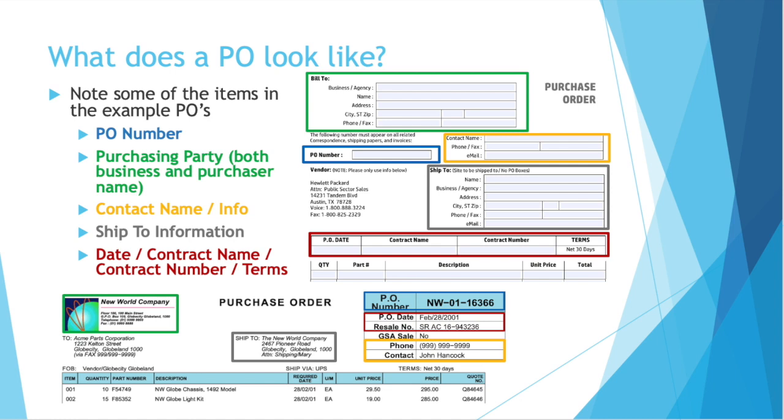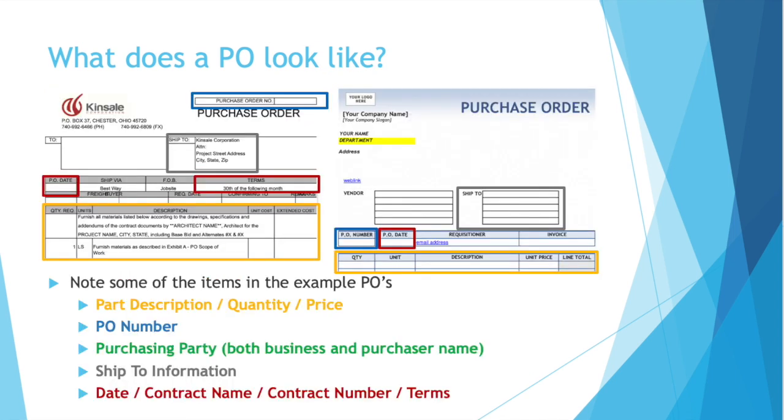You'll see ship to information, so the address of where the goods are going. You'll see a date, a contract name, a contract number, and terms. Now keep in mind, I'm not saying all these things have to appear on a purchase order. These are just some of the common things you'll probably see. Continuing with our examples, you'll see part description, quantity, price, and then again some repeats from the previous slide. PO number, purchasing party, ship to information, date, contract name, contract number, terms.